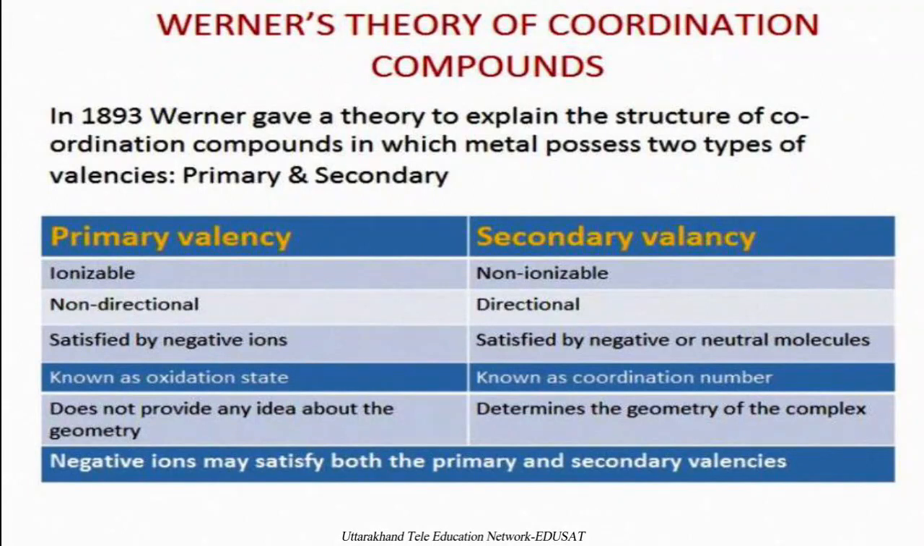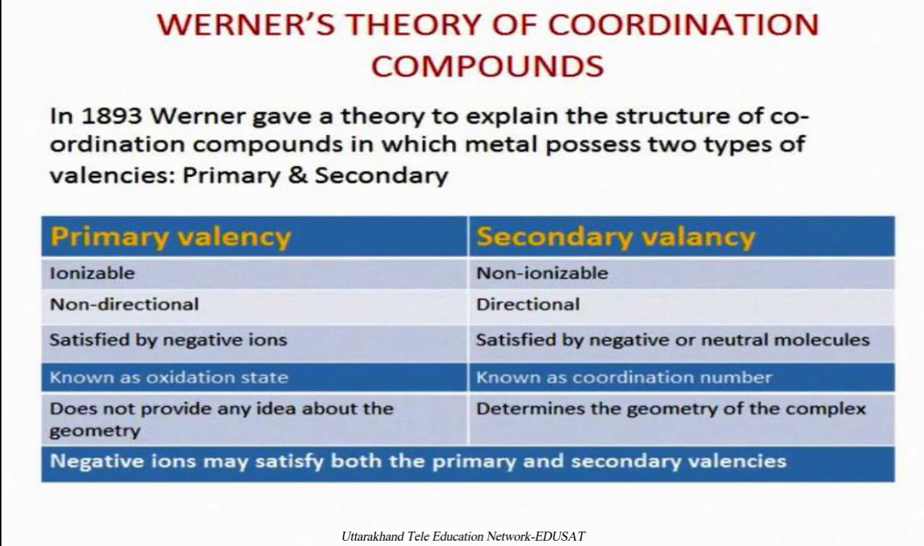The primary valencies are satisfied by negative ions, whereas the secondary valencies can be satisfied by negative ions or neutral molecules. Primary valencies, on the other hand, can be known as oxidation state. We have discussed in our previous slide that there is an oxidation state in the complex compound. This oxidation state is satisfied by the primary valency, whereas the secondary valency, which is known as the coordination number, can be 4, 6 or 8.